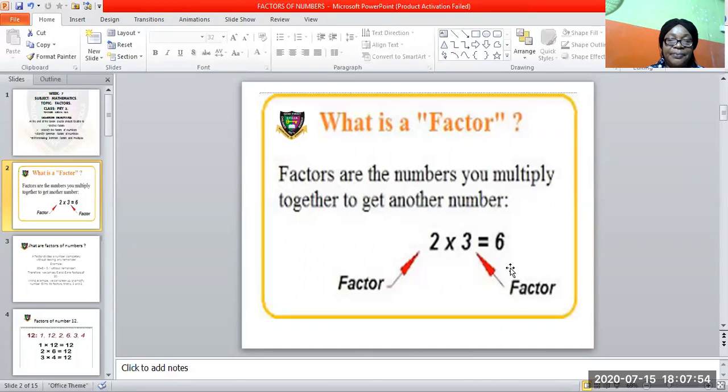We move on, shall we? Factors are the numbers you multiply together to get another number. Example, 2 times 3 equals 6. The 2 and the 3 are factors of number 6. Now, we move on.